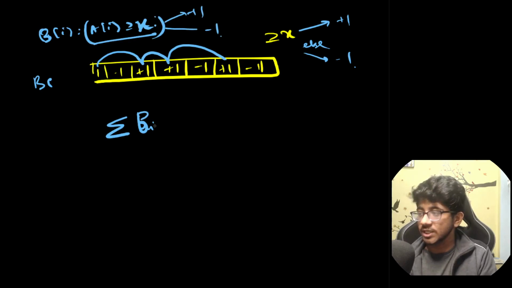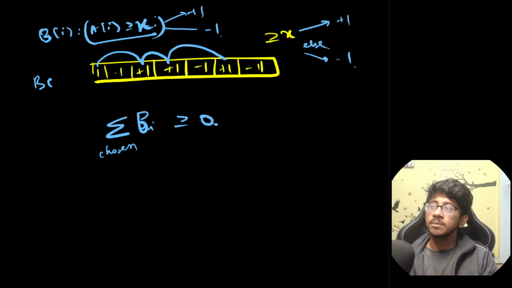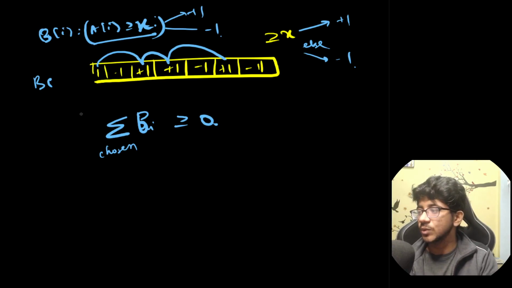And then the sum of our chosen b's has to be greater than or equal to 0, because if there are more numbers greater than or equal to x, then at least the median is going to be x, right? And we have better chances of making a bigger median. So this is what we want to do.